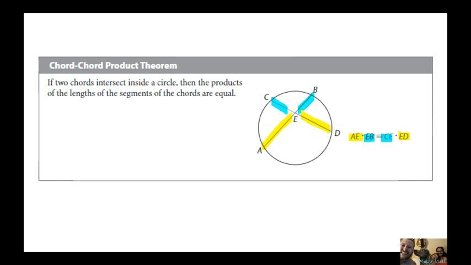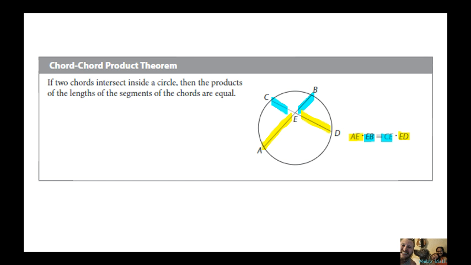First off, we have the chord product theorem. If two chords intersect inside a circle, then the products of the lengths of the segments of the chords are equal. Notice how I already highlighted: AE times EB is going to equal ED times CE. Two different chords, but if you multiply those two segments together from each chord, you're going to realize they are equal to each other.